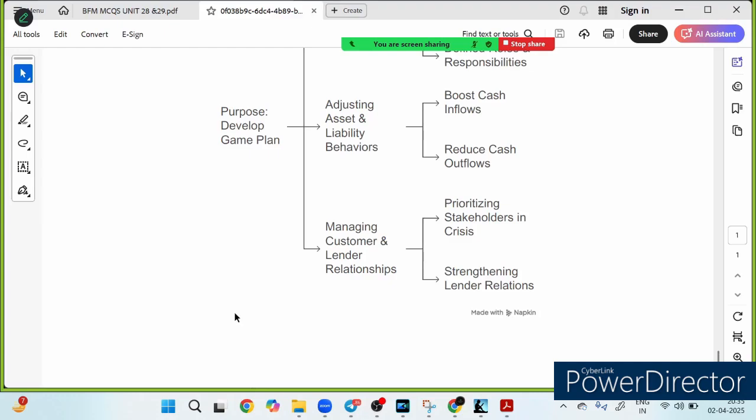So to successfully manage a crisis, coordination, strategy and communication are the pillars of any successful approach. Every step matters, from cash flow management to building a strong relationship with your stakeholders and lenders.